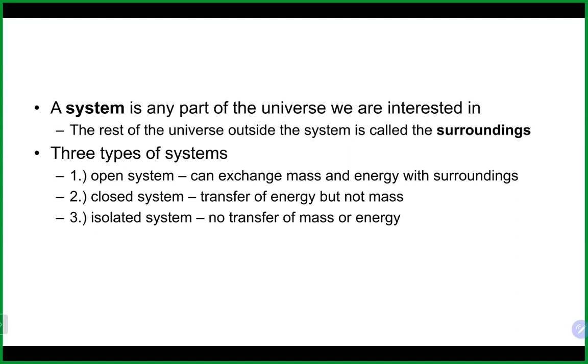When we talk about systems, there's really 3 types of systems. There is the open system, which can exchange mass and energy with the surroundings. There is a closed system where energy is exchanged but not mass. And there is an isolated system where there really is no transfer of mass or energy that basically occurs.